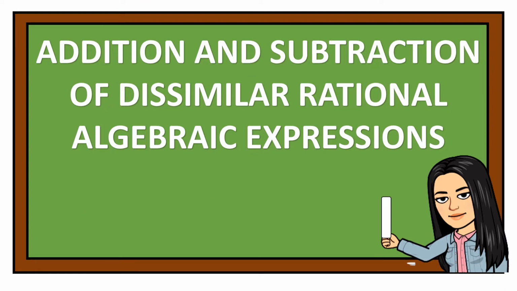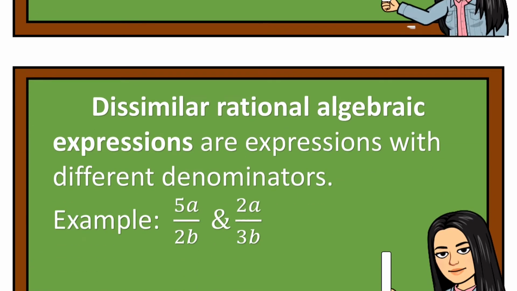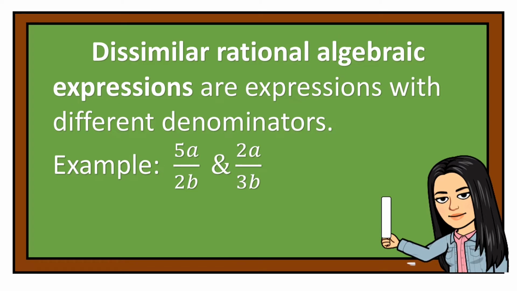Our lesson for today is addition and subtraction of dissimilar rational algebraic expressions. Dissimilar rational algebraic expressions are expressions with different denominators. Example, 5a over 2b and 2a over 3b. So the denominators are 2b and 3b.